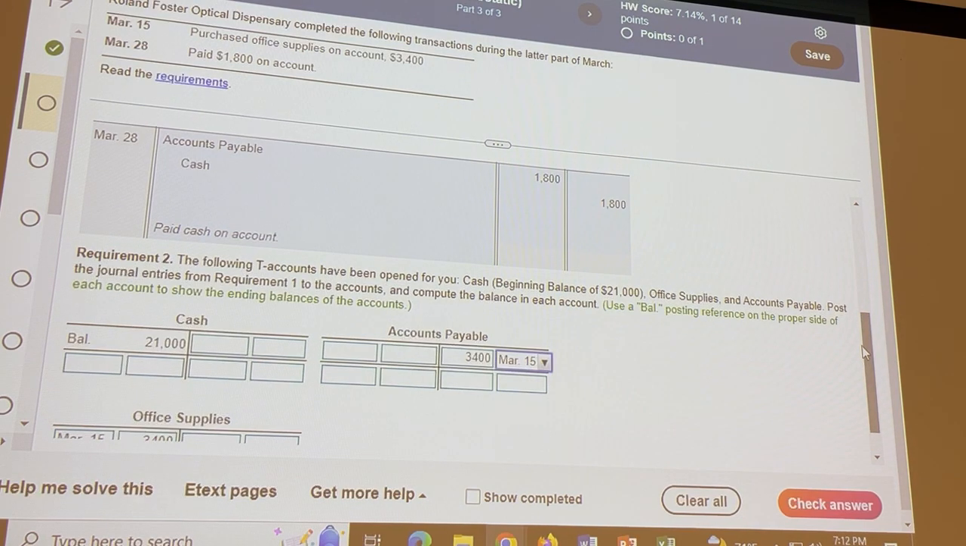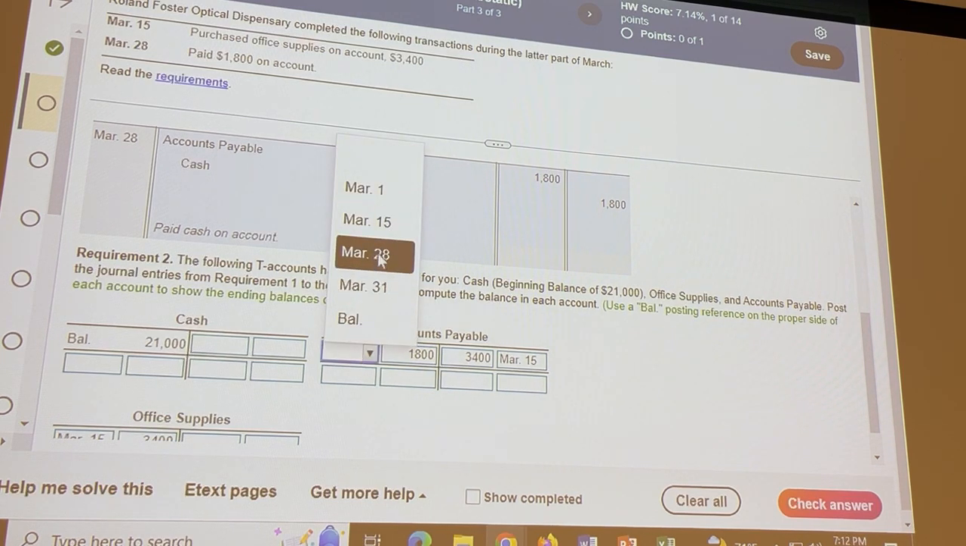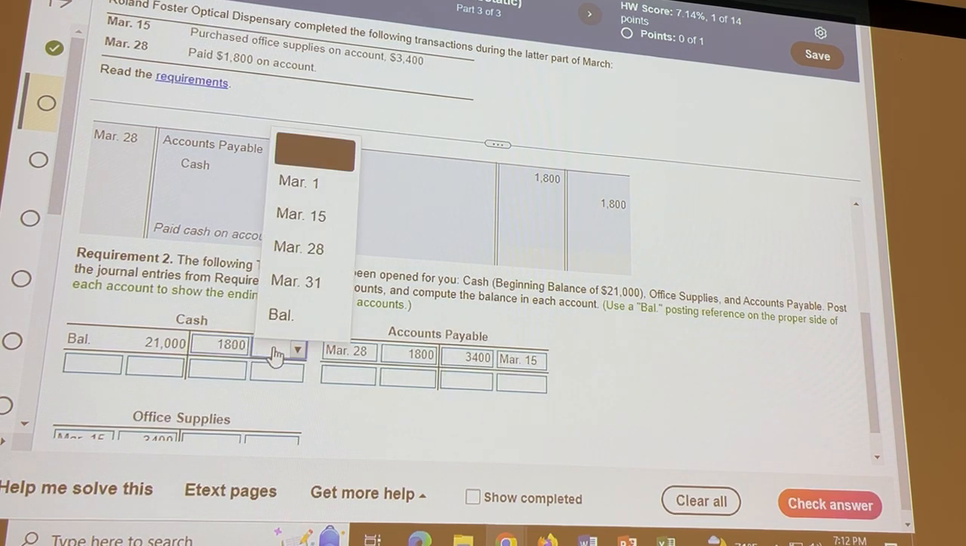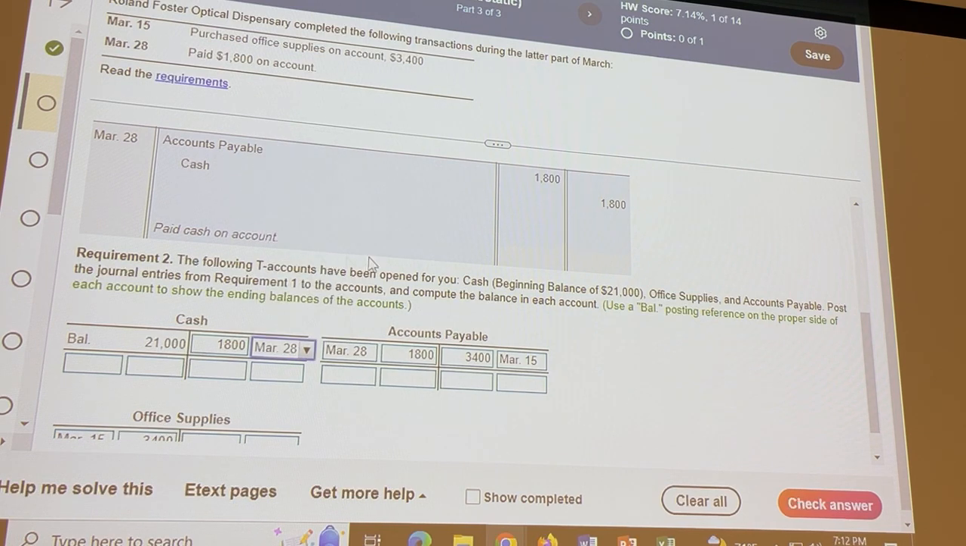And then our second journal entry, there was a debit to accounts payable. So finding the T account for accounts payable, again on the debit side, we put $1,800. And next to it, we put the date March 28th. Then we find the cash account. And on the credit side, we put $1,800. And next to that, we put March 28th.